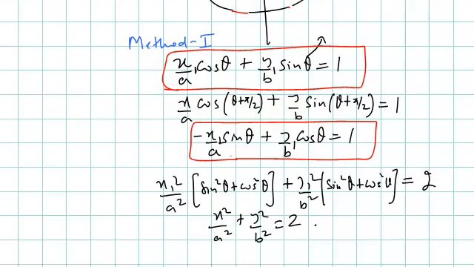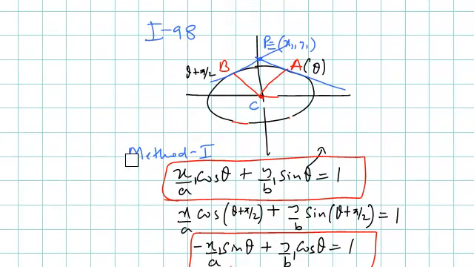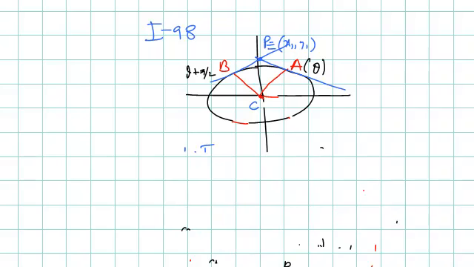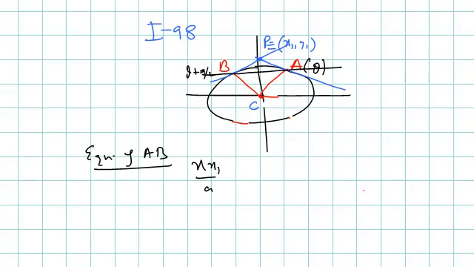The alternate approach of this question can be, instead of writing equation of tangent, just to give you an idea, you can finish the second method yourself. I write equation of AB as chord of contact. You know, equation of AB is chord of contact of the ellipse with respect to point P. So equation is x1 by a square plus y1 by b square equals to 1.